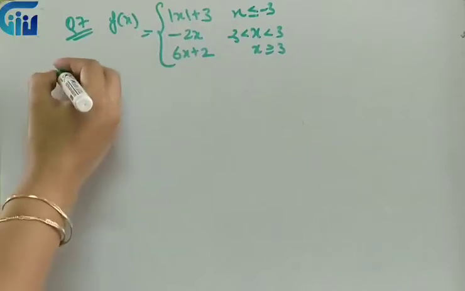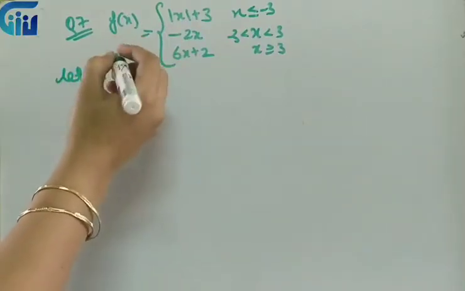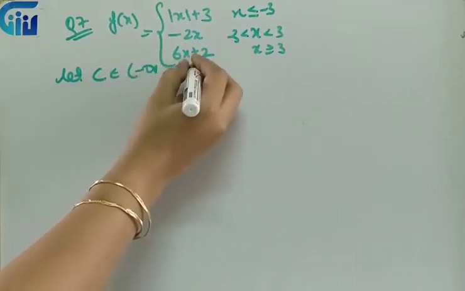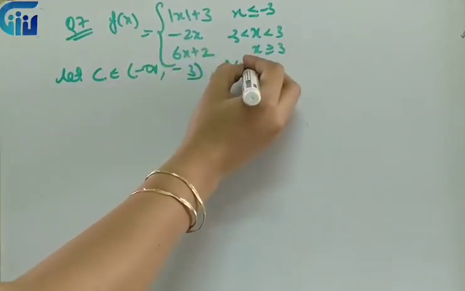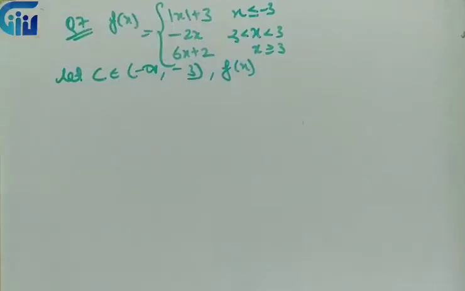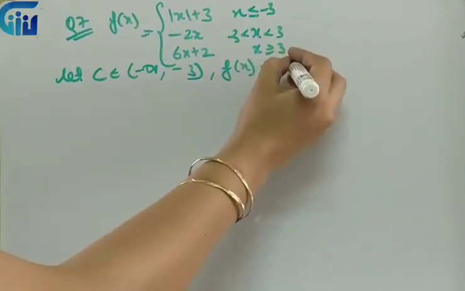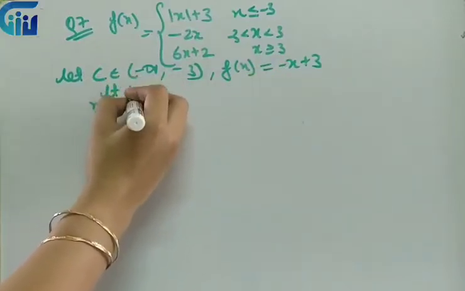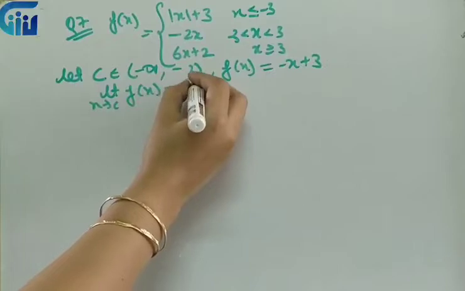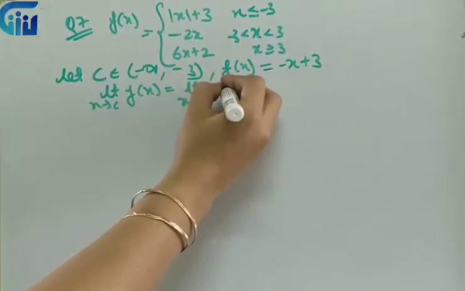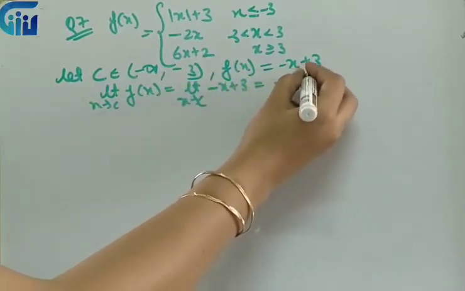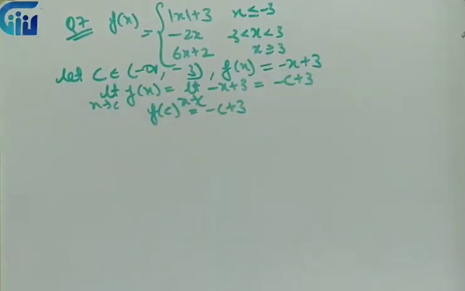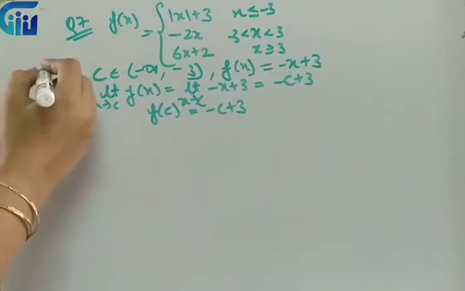First of all, we will say let C be a real number which is less than -3. So for all of these, over here we can observe it as mod x. Since it is less than -3, I can write it as -x plus 3, right? So again we will say limit x tending to C of f(x) is equal to limit x tending to C of -x plus 3, so it is -c plus 3. So f(C) will also be -c plus 3, right? Both are equal, hence it is continuous. So this is case 1.